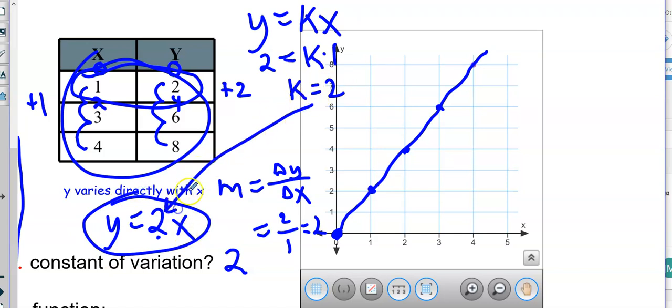Then you would plug it into the formula. Again, you want to find out what k is. Plug it in as soon as possible, because now that's our formula. This is the equation of this direct variation relationship here.